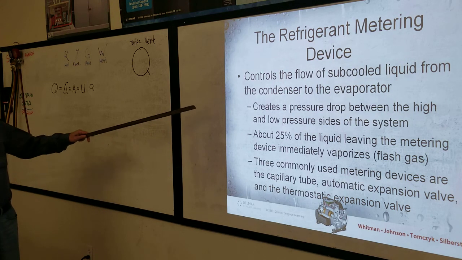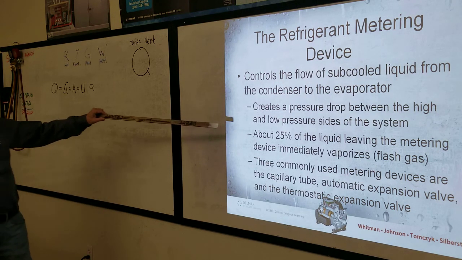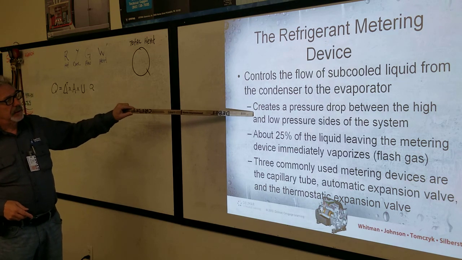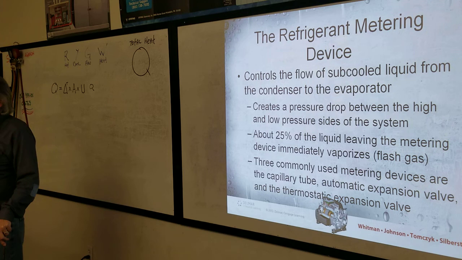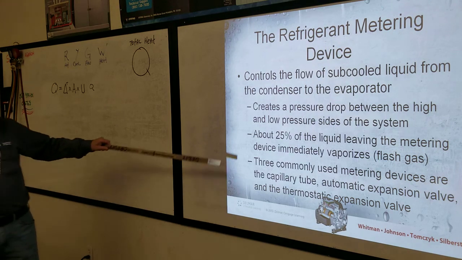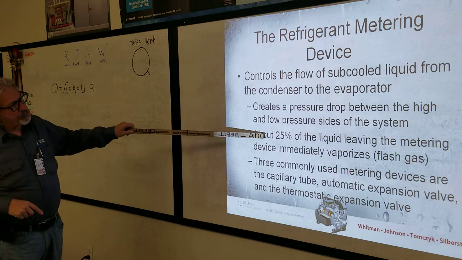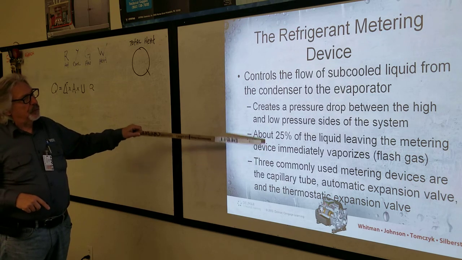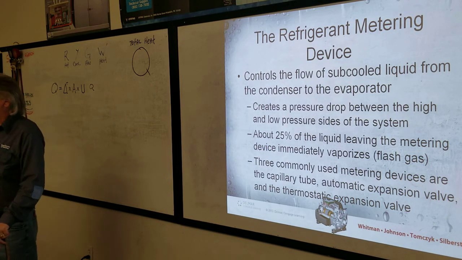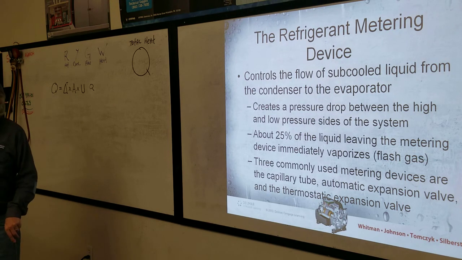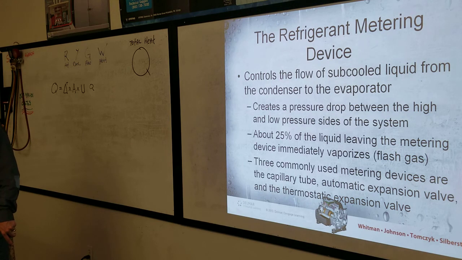Okay, so as refrigerant flows through the metering device, this creates the pressure drop from the high side to the low side. Okay? So what's happening to the refrigerant in the metering device? Turning from liquid to gas. Not completely. 25%.